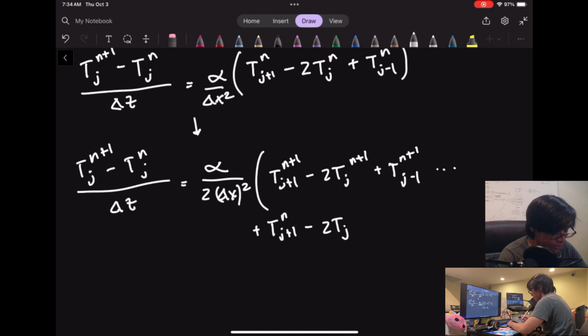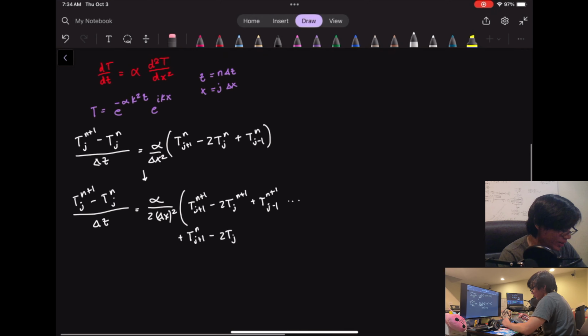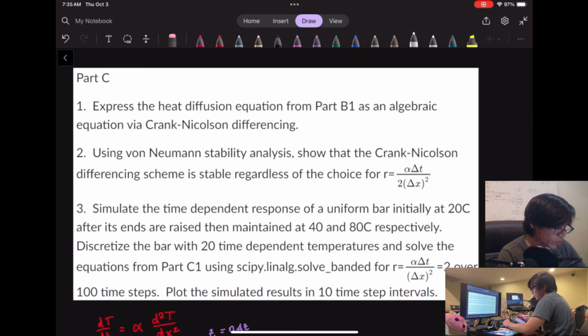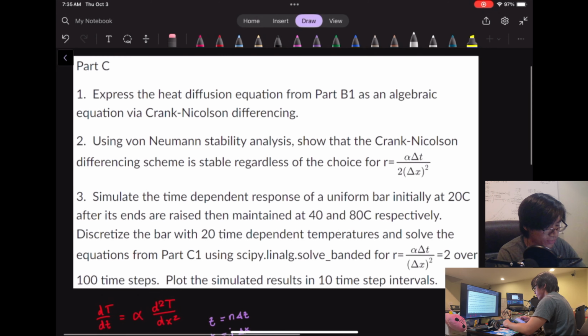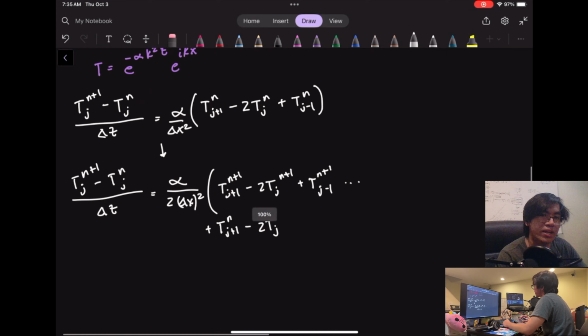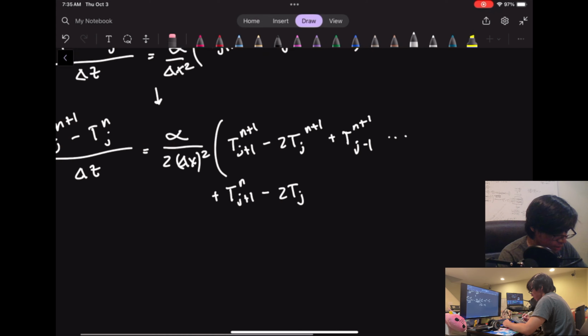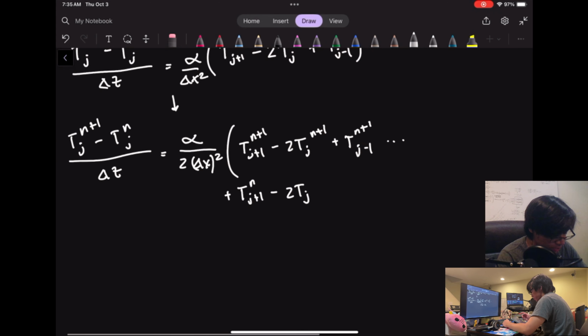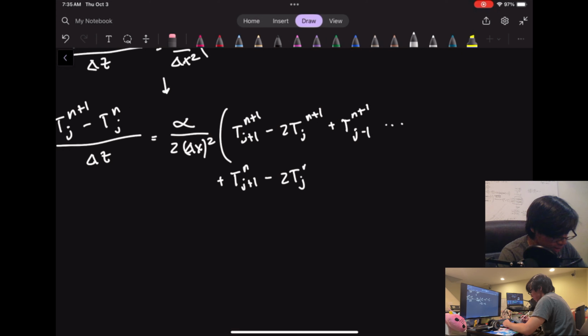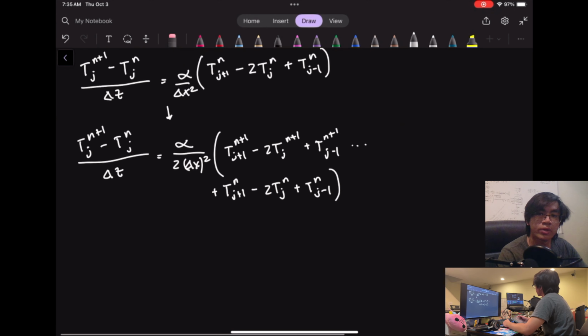So what we'll want to do here, I believe, what are we doing here? We're expressing it as the algebraic equation with Crank-Nicolson differencing. All that's doing is adding that n plus 1 term to the right-hand side with all our temperatures. So again, at the same time, this is just the exact same as what we did before. But now we want to include this n plus 1 term.